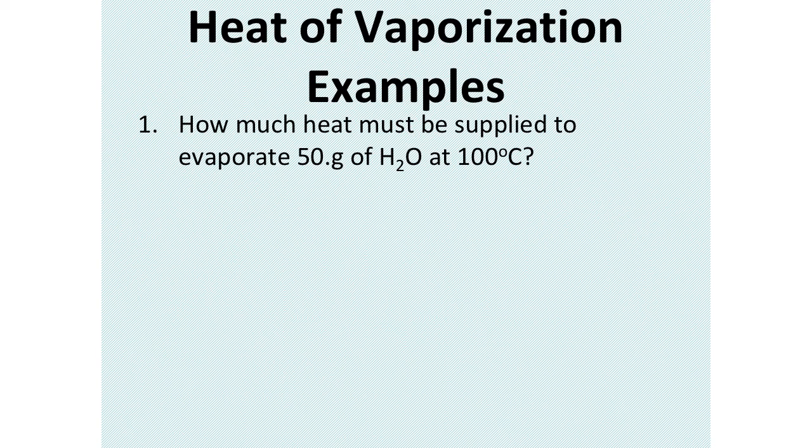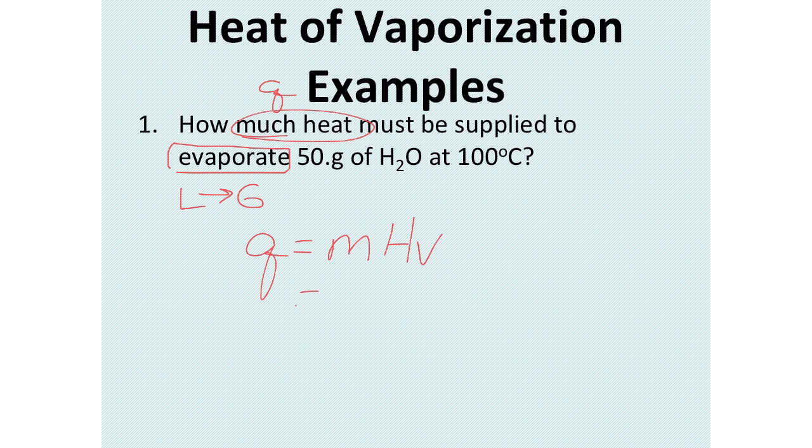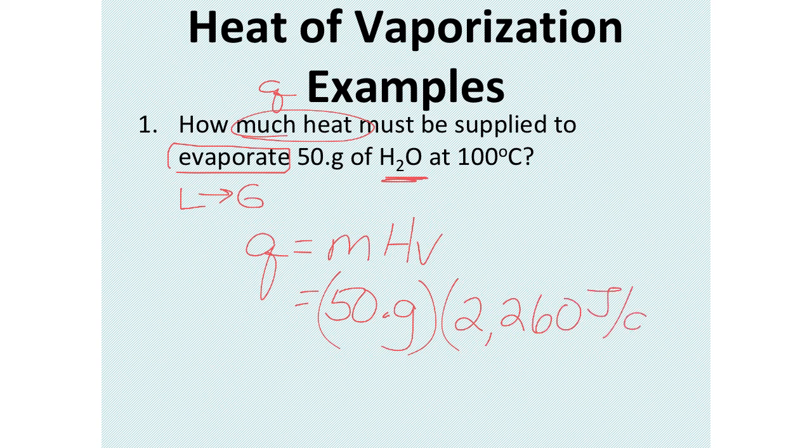In our first example, we are calculating how much heat, so Q is going to be our unknown, must be supplied to evaporate. Evaporate is liquid to gas, so that would be heat of vaporization. We have 50 grams, so we plug in 50 grams. Since we are using water, we use the standard value for water, 2,260 joules per gram. You can look that up on table B on the front of your reference tables.